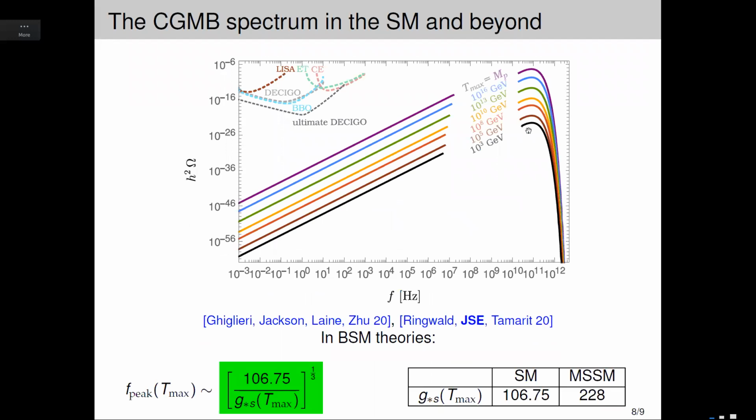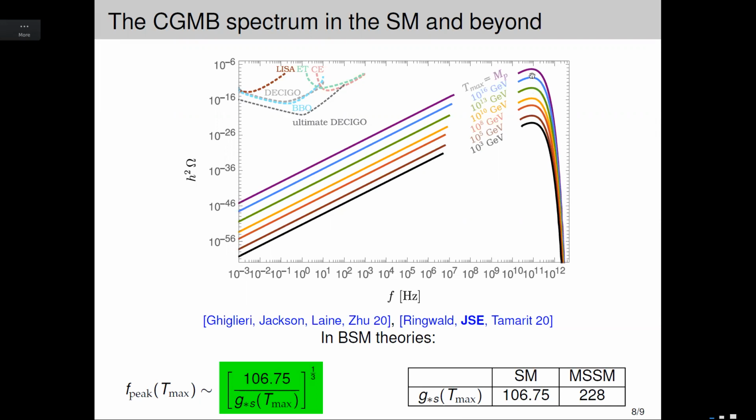So you see that the spectrum here for different maximum temperatures, you get the largest value of omega GW for the largest temperature. And the lower the temperature, the lower the maximum of the spectrum. This is simply because the higher the maximum temperature, the longer you produce these gravitational waves, and hence the more gravitational waves you get in the end on Earth. So this is in the standard model, and because this is only done for single graviton production processes, you see that the spectrum scales linearly with the maximum temperature.